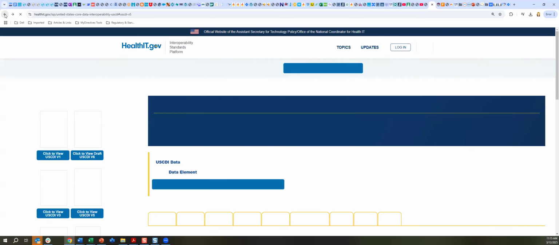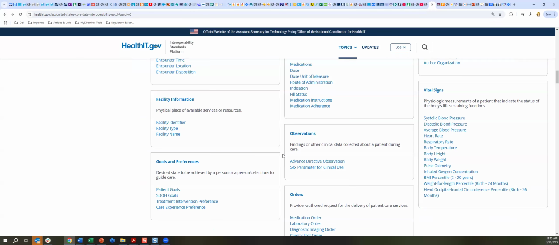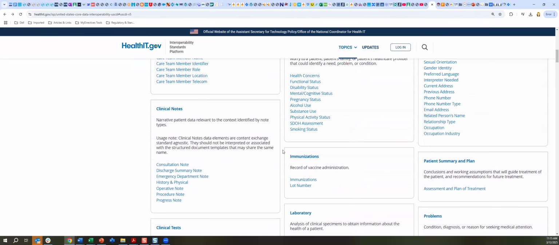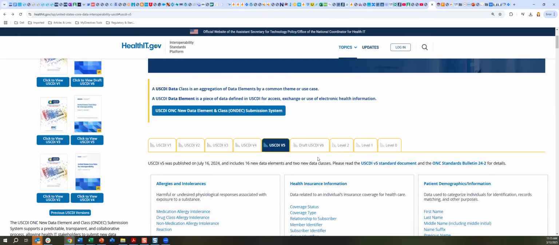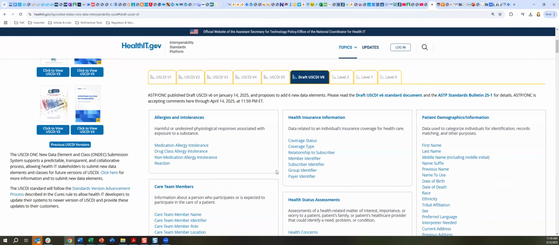I take you to this because I'm setting the stage for what I'd like to share with you related to version 6. So version 6 is marked draft because we're in the comment period, and it is important that we review the difference between what is, as of version 5, and what is being proposed that will be finalized in July of this year in version 6.